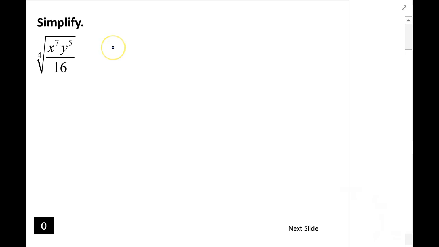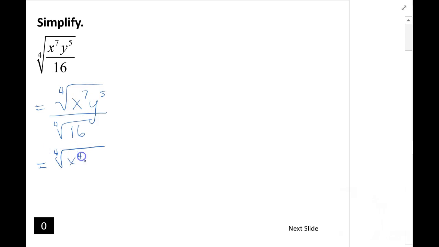Okay, now this next one, again, same idea. We can split both the numerator and the denominator. And don't forget that index. That's the 4th root of x to the 7th times y to the 5th, and then 16 on the bottom. And again, let's simplify the top and bottom separately. So in the top, I know I have 7 x's, so I can get one group of 4 out of there. Then I'll have 3 left over. And for the y, I have one group of 4 there, and I'll have 1 left over.